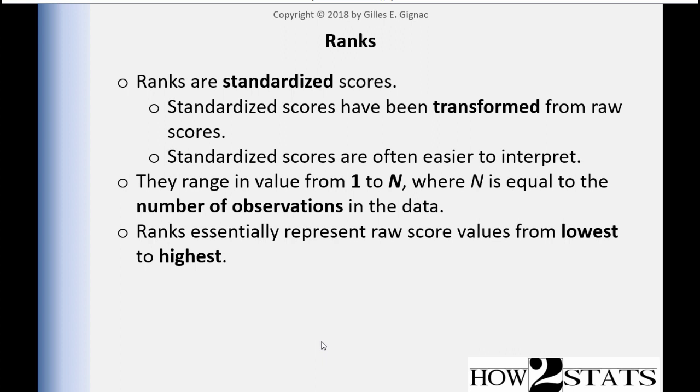So ranks essentially represent raw score values from lowest to highest. The lowest value will get a 1, and I should say typically, because you could flip it over, and I'll mention that in a minute. Typically, the lowest observed score, non-transformed score, raw score, will get a rank of 1, and the highest raw score will get a rank of n, whatever the sample size is.